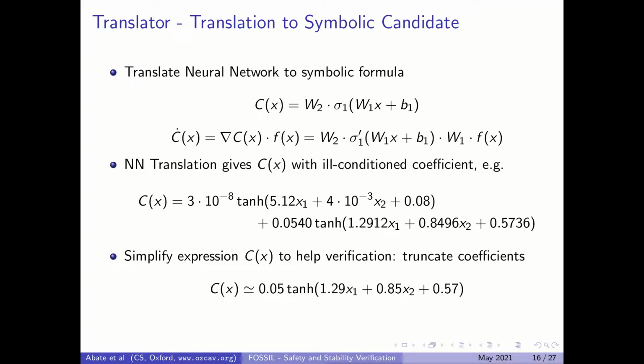The issue here, though, is that we're converting an object from essentially a floating point domain to a symbolic domain. And these floating point coefficients are likely to be ill-conditioned. They might be very small, or they might have lots of trailing decimals. And providing these to our verifier could essentially give the verifier a hard job. It can make the verification very difficult or even intractable.